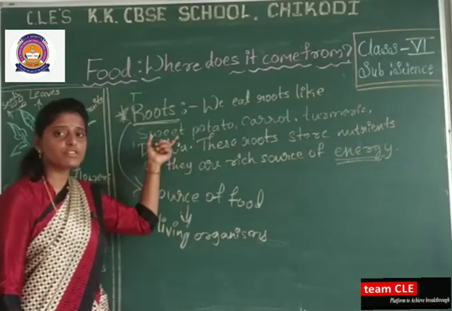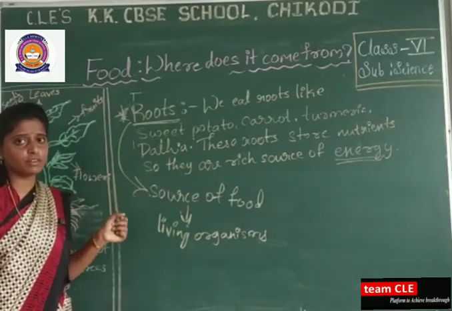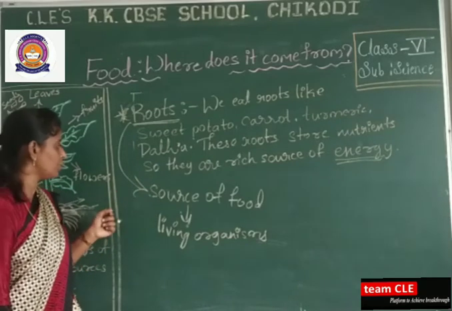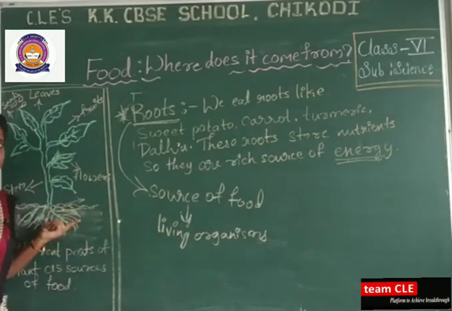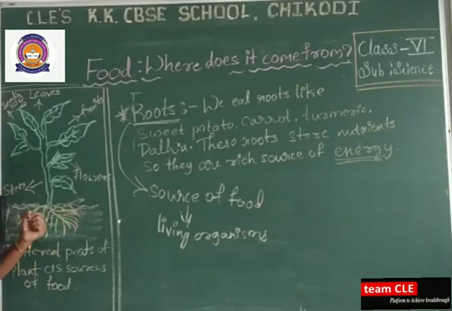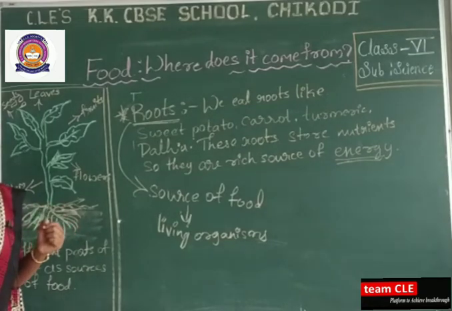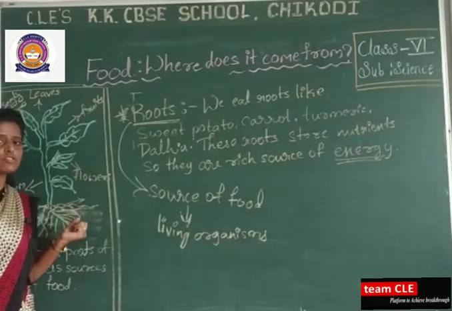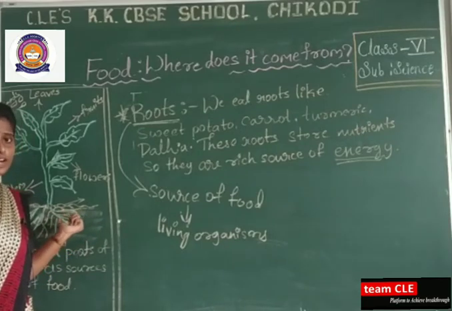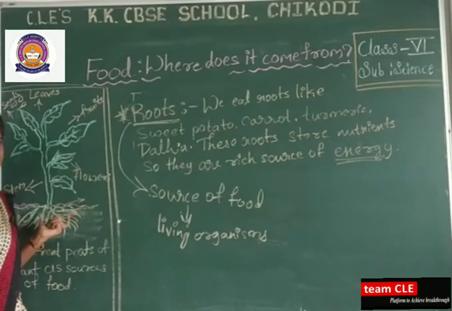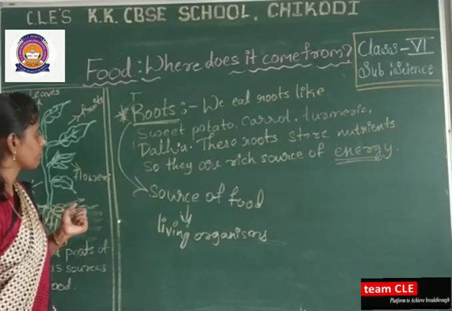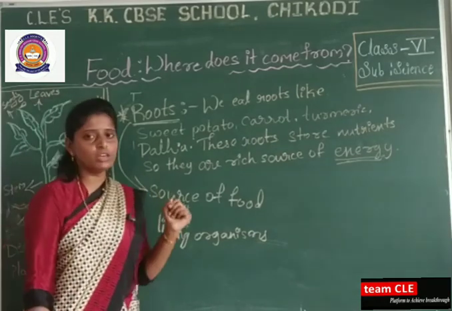This is the first source of food that we get from the plant. The roots are present below the soil. They grow below the soil. For example, carrot grows under the soil. Even sweet potato also grows under the soil. Yes, this is about the roots.